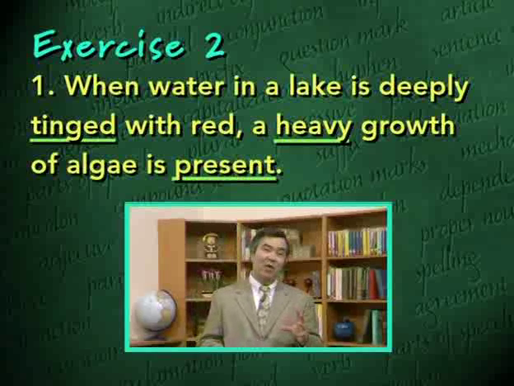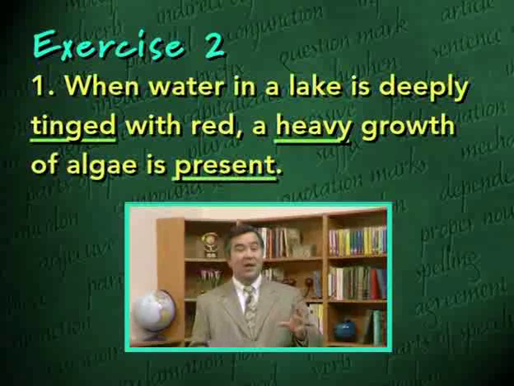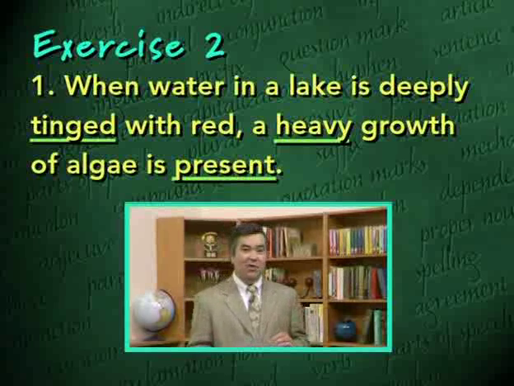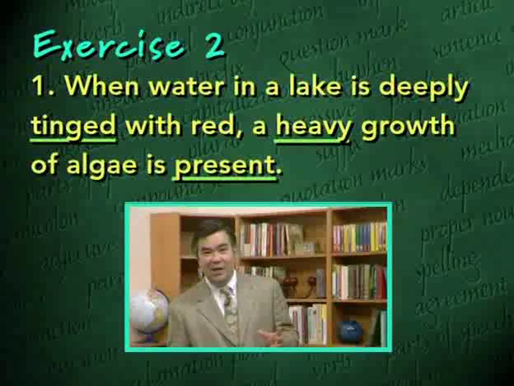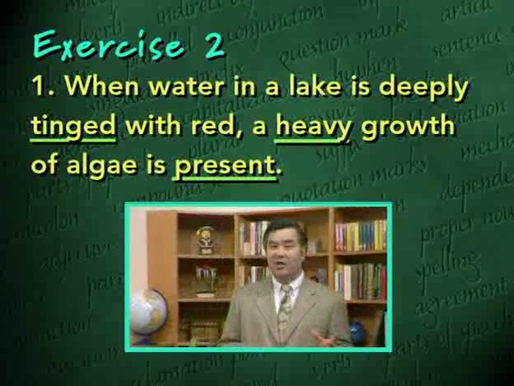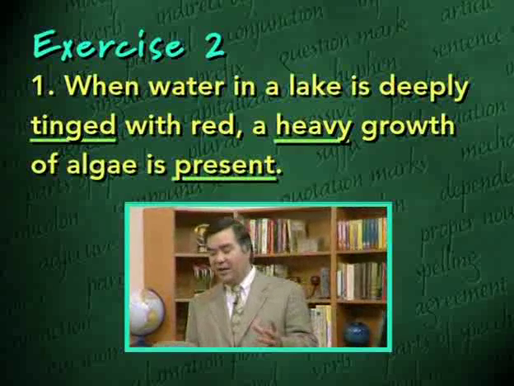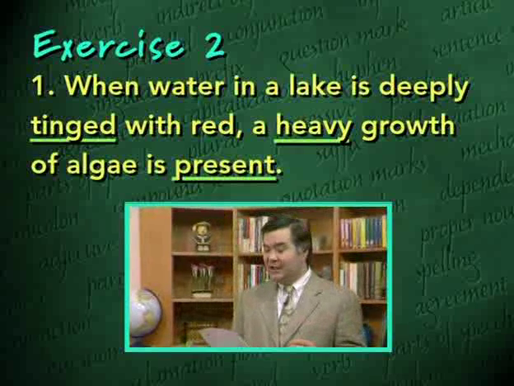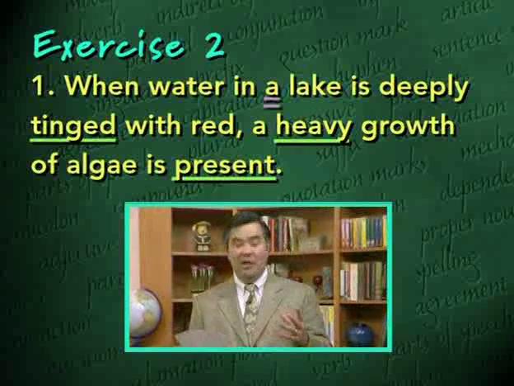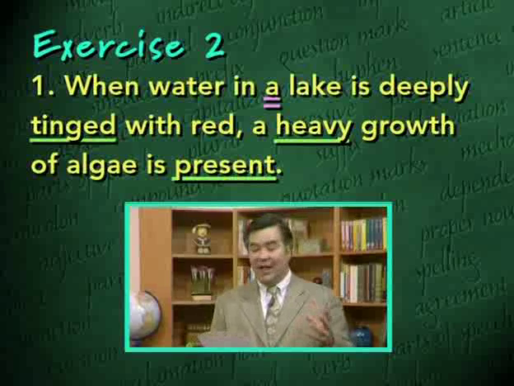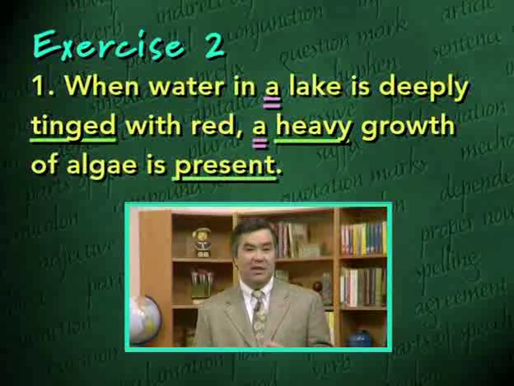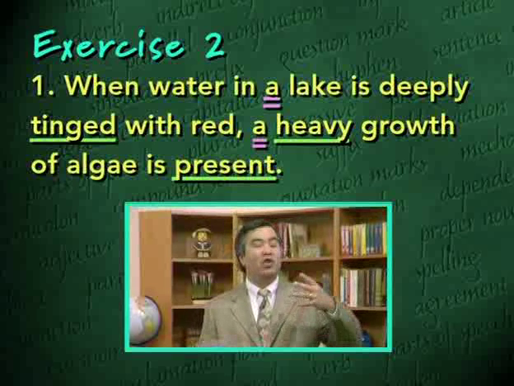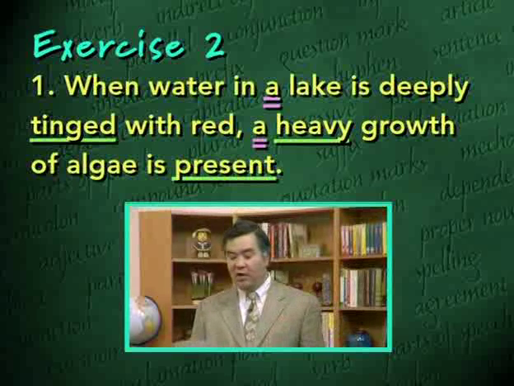Remember that the same word can be used as more than one part of speech, depending on how it's used in the sentence. What about articles? Those are easy to recognize because there are just three words that can be articles: a, an, and the. And in this sentence we have the word a appearing twice. When water in a lake is deeply tinged with red, a heavy growth of algae is present. So a appears twice in this sentence, and those are the two articles.